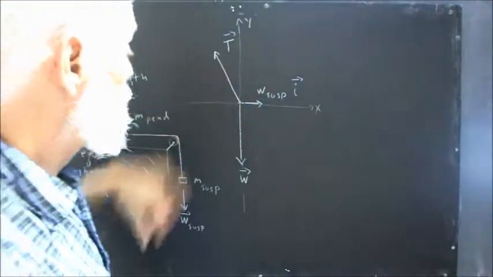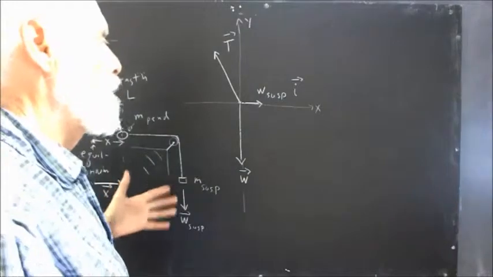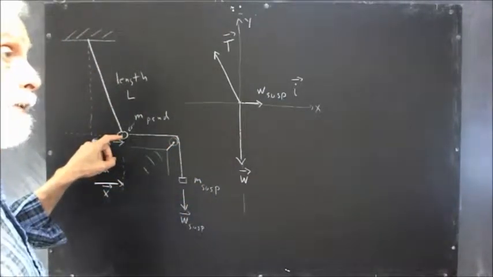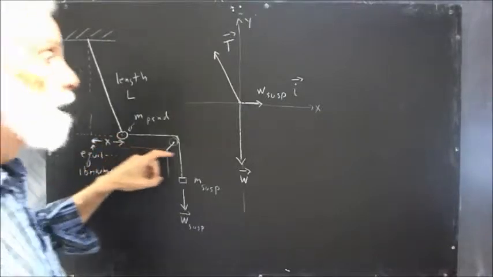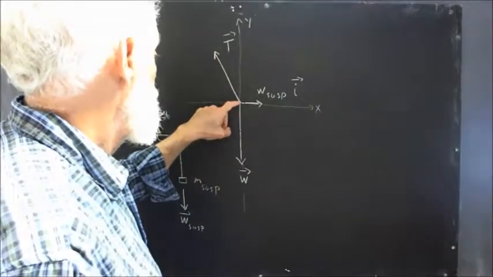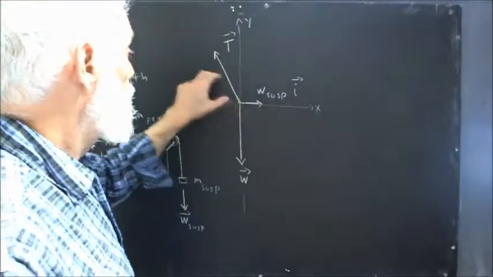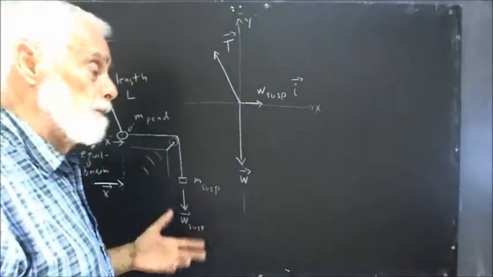If we want to analyze this system, what do we know about the system? We know that the pendulum mass is hanging in equilibrium. We just saw that. So this is an equilibrium situation. We know that these three vectors have to add up to 0.